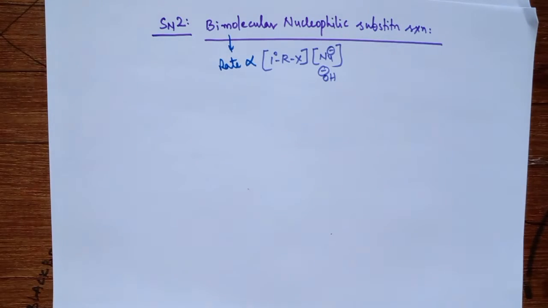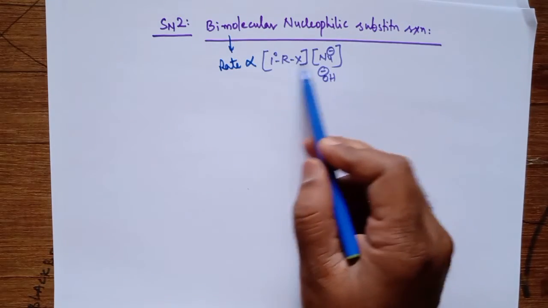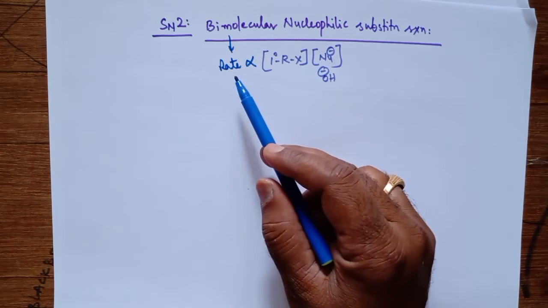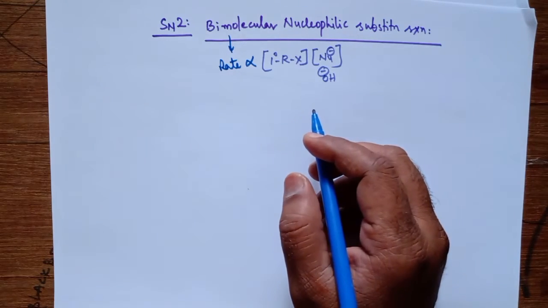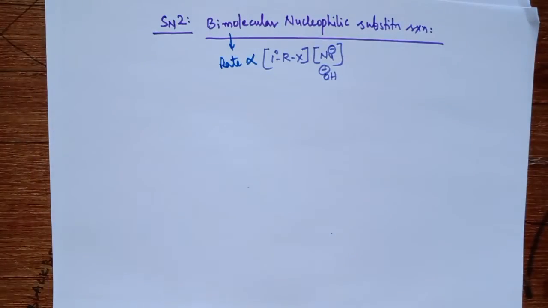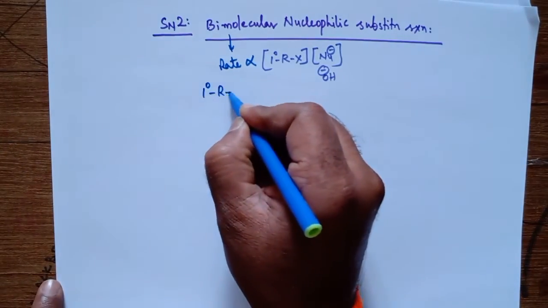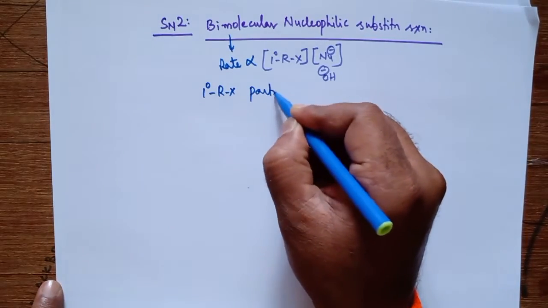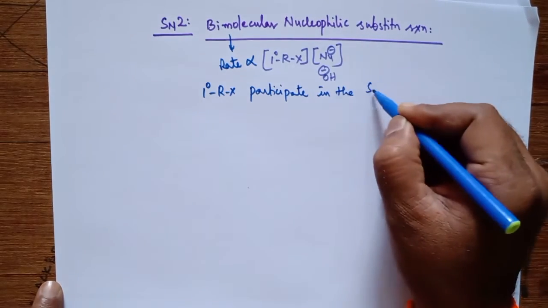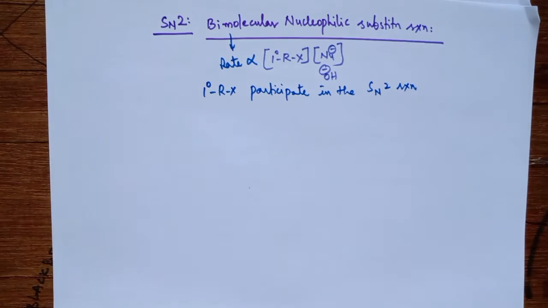So how many reactants participate in the slow step? Two reactants are participating in the slow step. That's why we call it the rate determining step. So which alkyl halide generally participates in the SN2 reaction? Primary alkyl halide, right? Primary alkyl halide participates in the SN2 reaction.